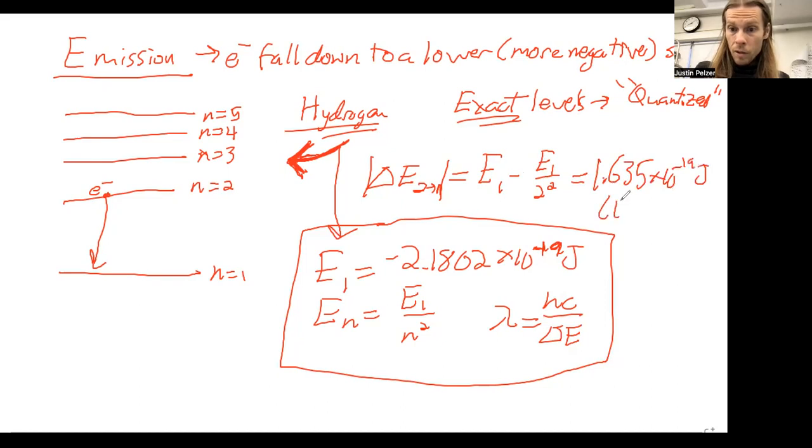Now you might notice this is in the ultraviolet. If you take out your table, you take out your spectrum, that's why we did that. If you solve for the wavelength, you get a wavelength of 121.8 nanometers, or 1.218 times 10 to the negative 7 meters, if you use this formula. That's it.